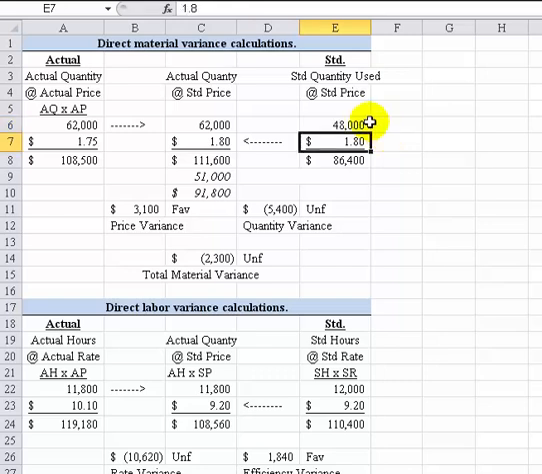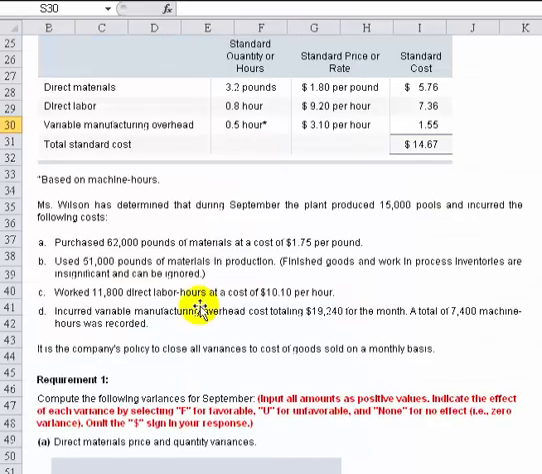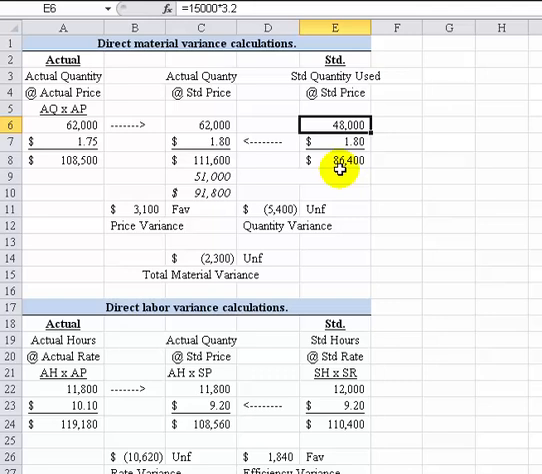Well, where did $3.20 come from? Or 3.2? And it's 3.2 pounds at a price of $1.80 per pound. So we're multiplying 15,000 pools times 3.2 pounds to come up with the total quantity in pounds that we should have used according to the standard. So we get 48,000 times $1.80. We multiply those two, we come up with 86,400. So you drop this one in first, then you calculate that number, then you multiply.